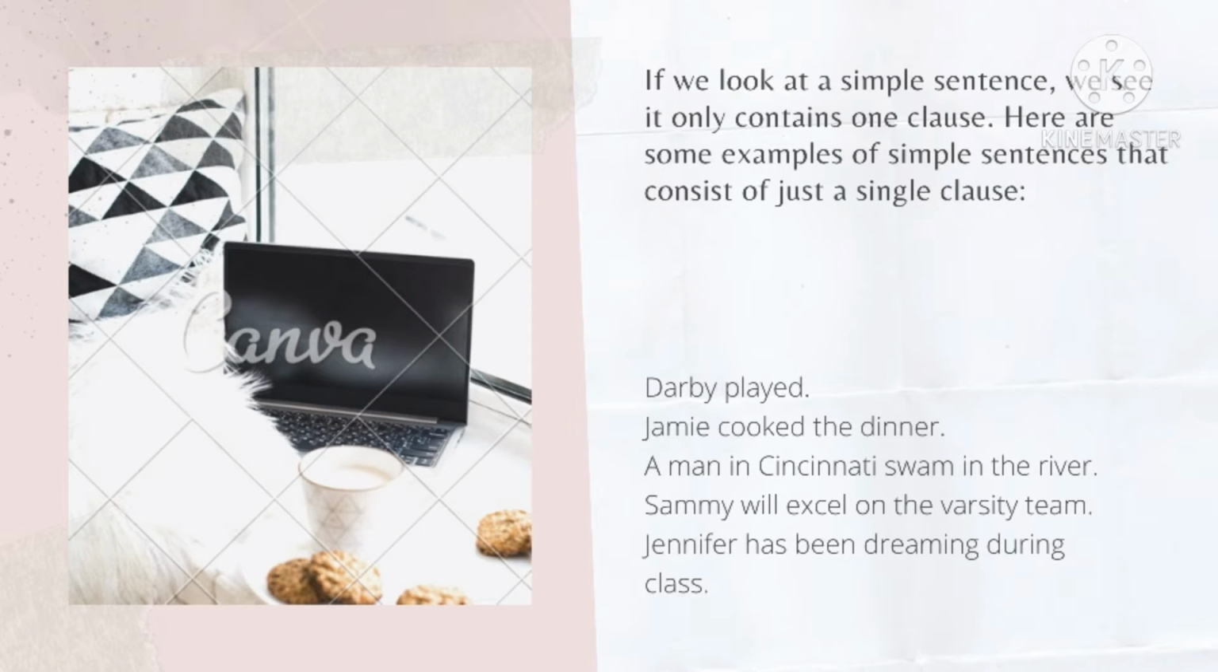If we look at a simple sentence, we say it only contains one clause. Here are some examples of simple sentences that consist of just a single clause. Derby played. Jamie cooked dinner. A man in Cincinnati swam in the river. Sammy will excel on the varsity team. Jennifer has been dreaming during class.